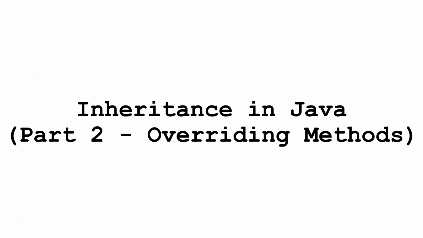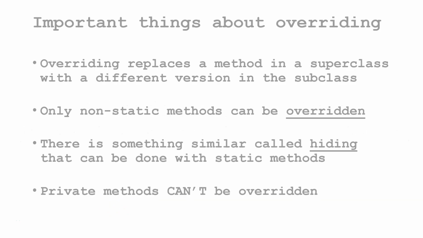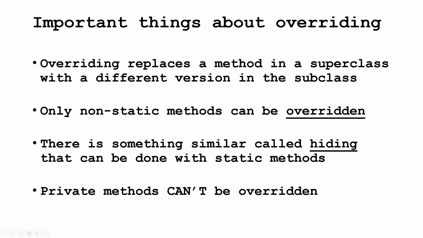In this Java tutorial, we are going to continue talking about inheritance. Specifically, we are going to talk about overriding methods. Four important things to know about overriding for this lesson. First, overriding replaces a method in the superclass with a different version in the subclass. Second, only non-static methods can be overridden. Third, there is something similar called hiding that can be done with static methods. And fourth, private methods can't be overridden.